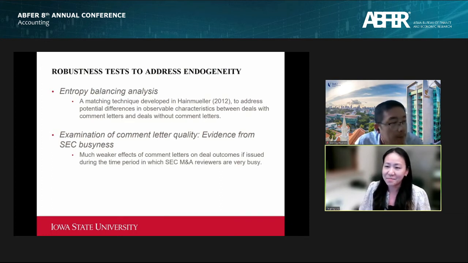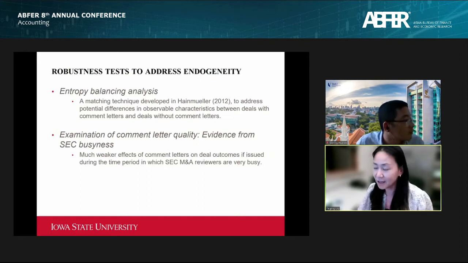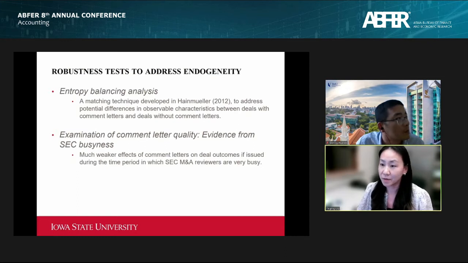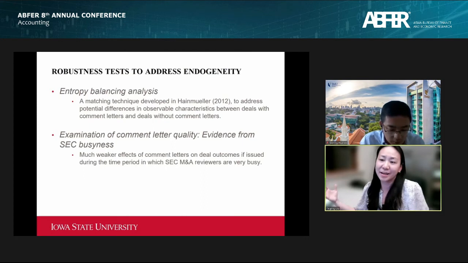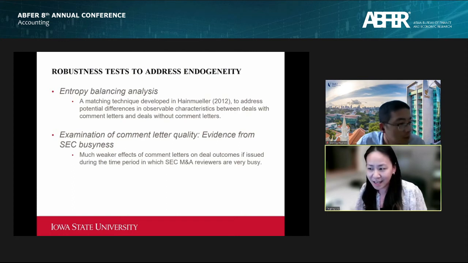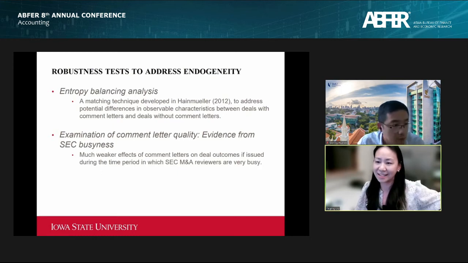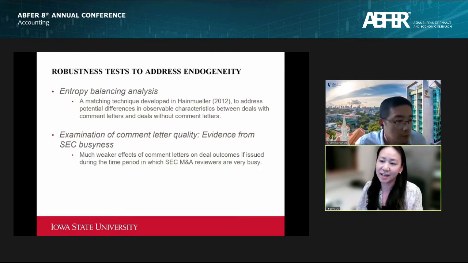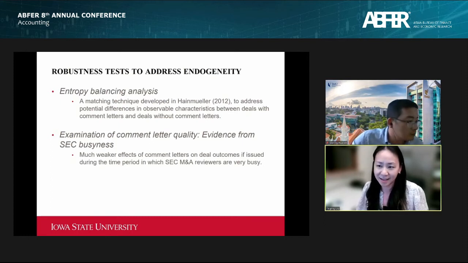So the rest of the paper is about robustness checks, because that's a very valid point, especially given that issuing or receiving a comment letter is not random. We have to make sure the effect is there, and not driven by some omitted variable or endogeneity. We have been trying very hard to come up with an exogenous factor that affects the comment letter. We're trying to find some exogenous variation in the comment letter quality, and that has to come from the SEC side, because any factor related to deal or firm characteristics is not a good factor.